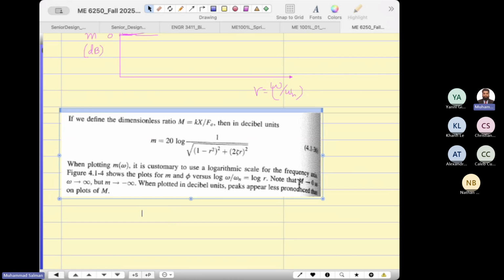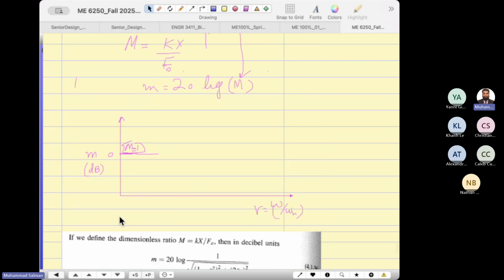Note that at high frequency, M goes to 0. It will touch this line somewhere here at a very high frequency. Suppose r equals 1 here, and r equals 1 means a very high amplitude. You see my point, guys? So it will look like this, and this is the peak. So the decibel is very high over here.